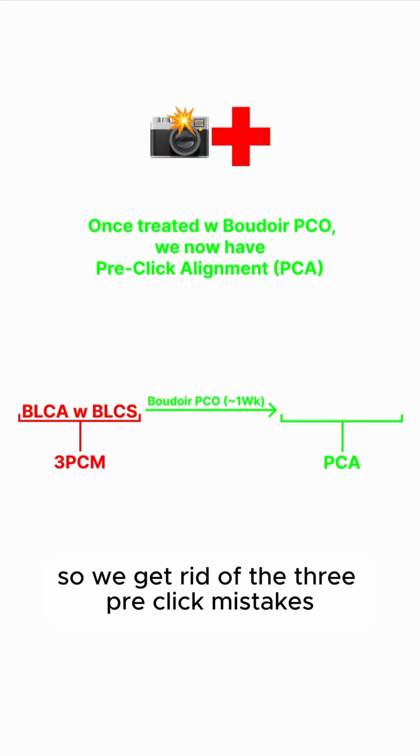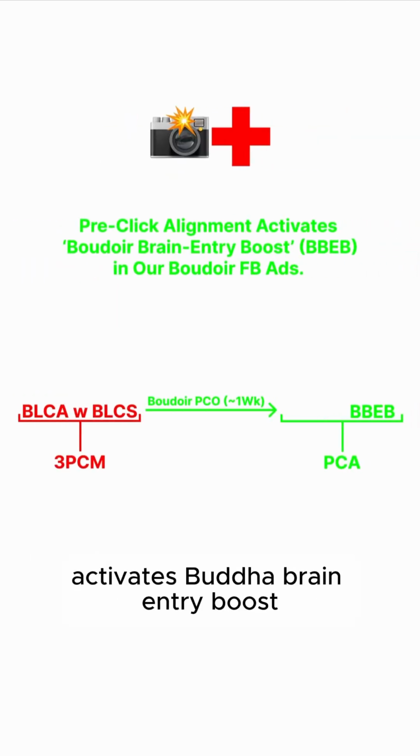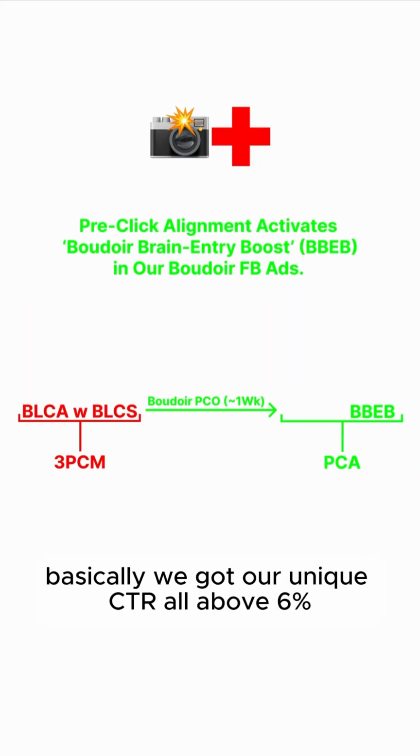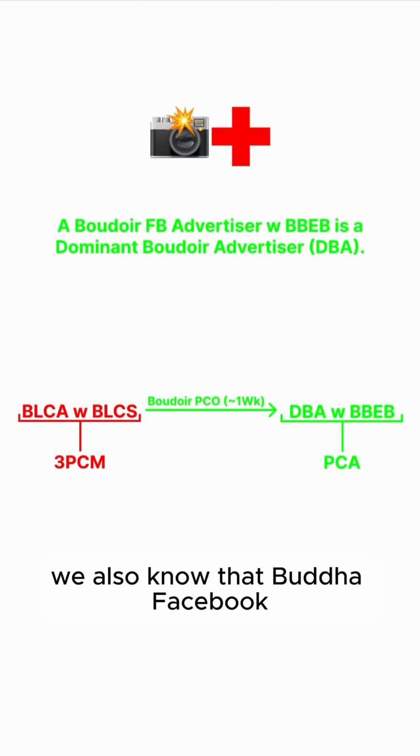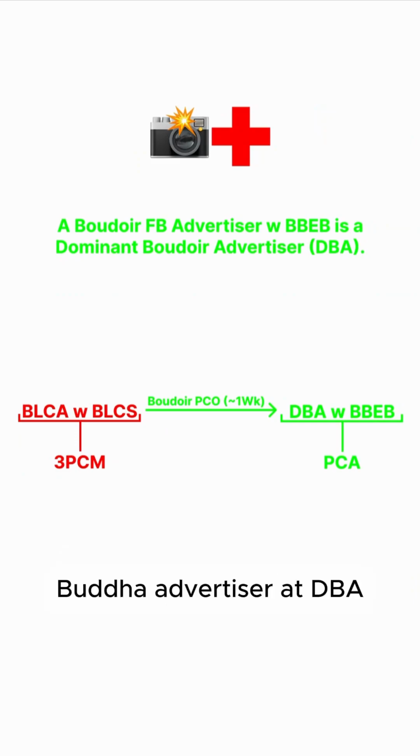So we get rid of the 3 pre-click mistakes, we achieve pre-click alignment. And pre-click alignment activates Boudoir brain entry boost in our Boudoir Facebook ads. Basically, we got our unique CTR above 6%. We also know that a Boudoir Facebook advertiser with Boudoir brain entry boost is a dominant Boudoir advertiser, a DBA. So this is our full universe.